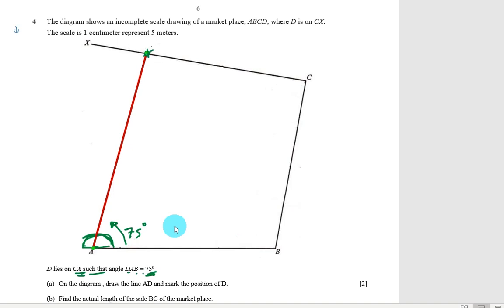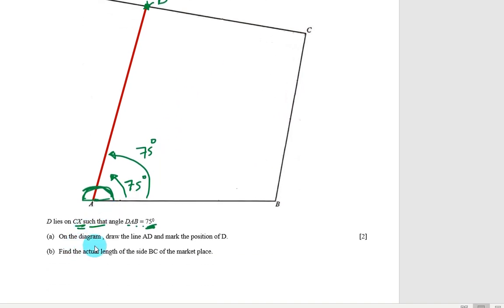You must make a good location for D, and this angle now is 75 degrees. Okay. On the diagram, draw line AD and mark the position of D. So this is the step that we do.